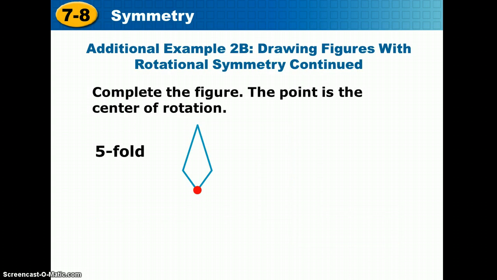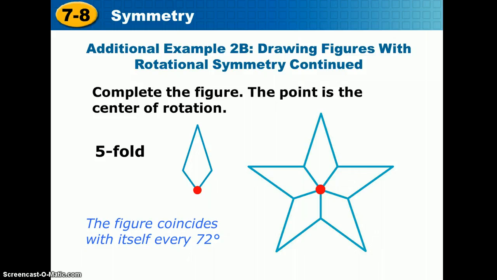For figures that come to a point, if they tell me they want 5-fold symmetry, that means it's going to need to come to 5 points, similar to a star. So I could simply draw 5 of these diamonds, and I would end up with a star like so. There are 5 different ways I could rotate this, so that means it has 5-fold rotational symmetry.